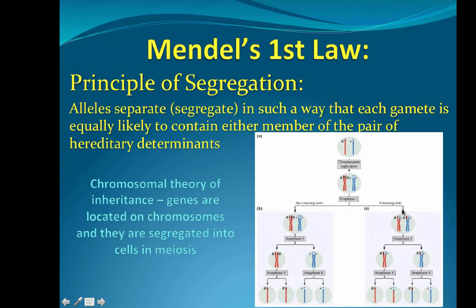And we're also going to be talking about how we create variation in some of those different chromosomes. So this leads back to a little bit of the discussion that we talked about in Chapter 8, where crossing over can take place, as well as exchanging genetic material. So the chromosomal theory of inheritance that Mendel was also responsible for stated that genes are located on chromosomes and they are segregated into cells during meiosis.